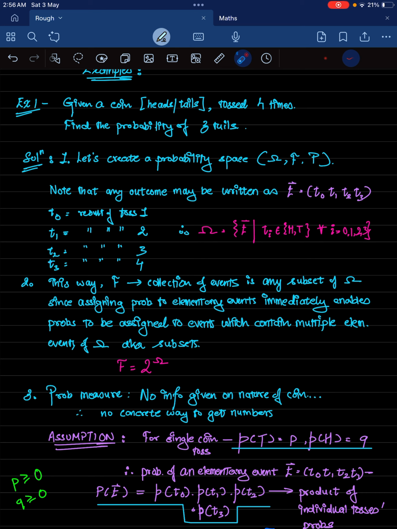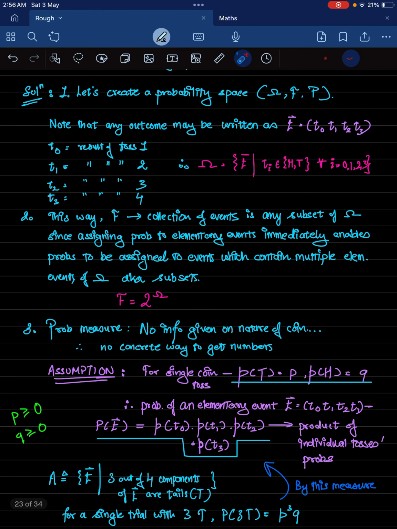And so this way, each of these, T0 can take either heads or tails. Similarly, T1, T2, T3 as well. All of those can take heads or tails. And so the sample space for your experiment basically becomes all the T vectors such that their components are heads or tails, right? That's the sample space.